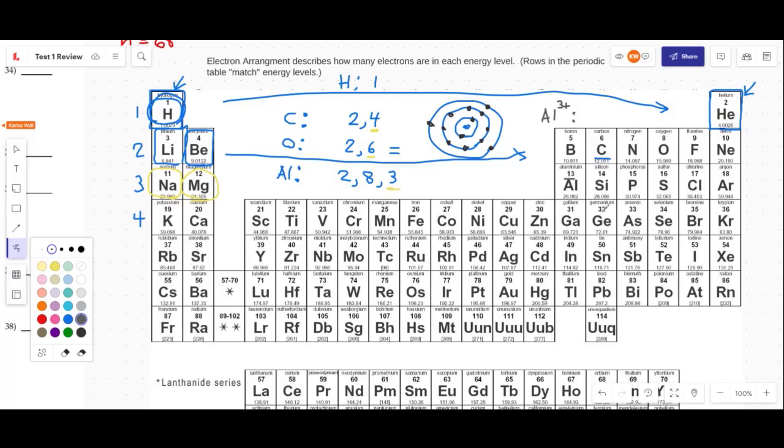Normally aluminum has 13 electrons. If it's a 3 plus ion, how many? 10. Yeah, it only has 10. It's lost 3 electrons so that it can be like the noble gas. And that's the whole point. It loses the electrons to be like the noble gas.